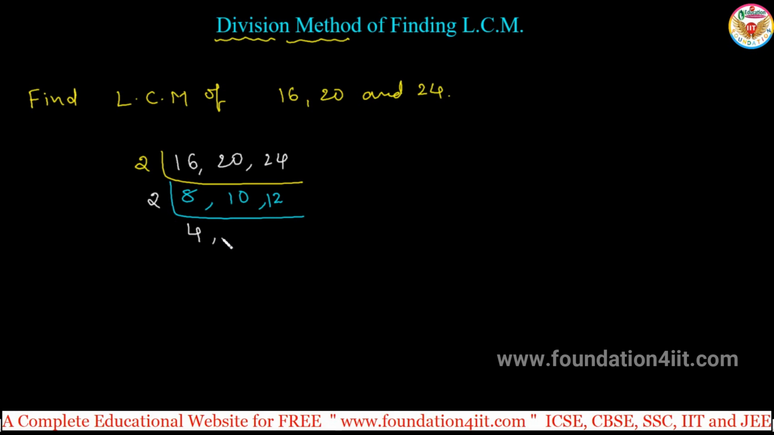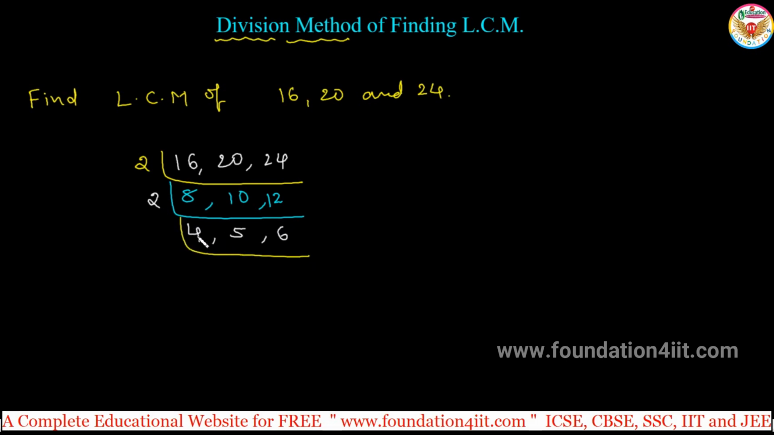So 2 4s are 8. 2 5s are 10. And 2 6s are 12. Now again if you keep the line 4, 5, 6: 4 and 5 have no common divisor, 5 and 6 have no common divisor, but 4 and 6 have 2 as a common divisor, right?